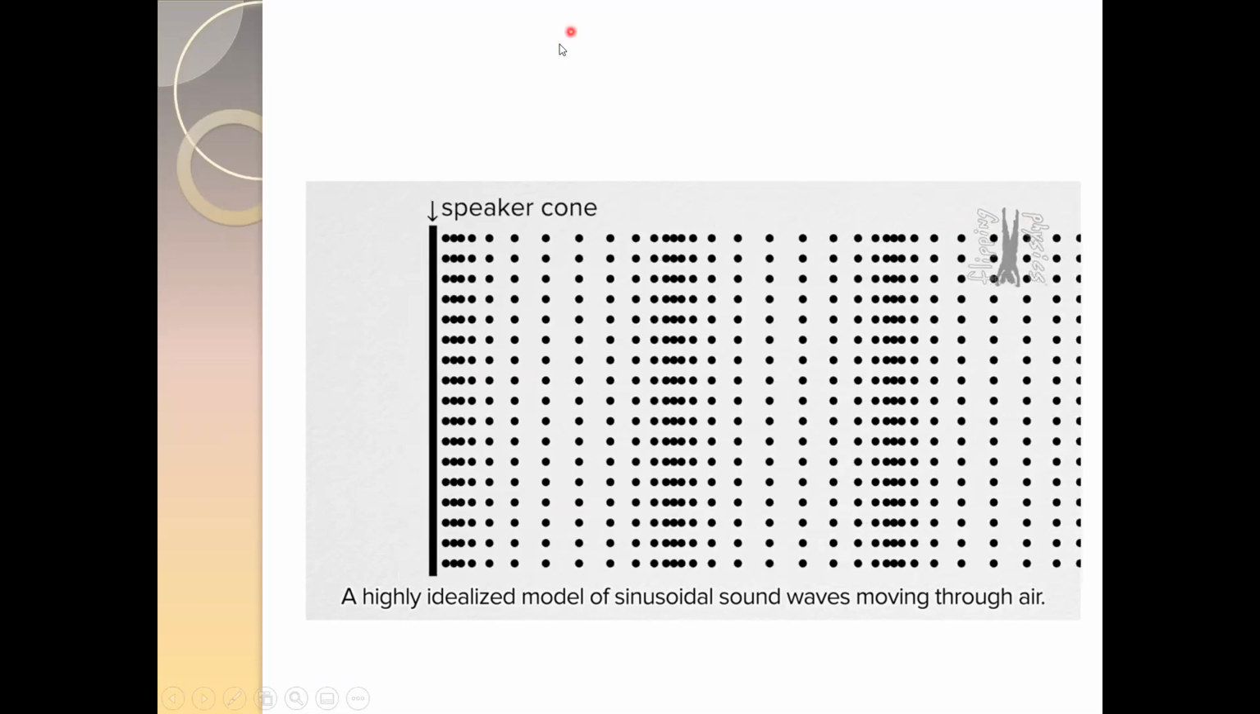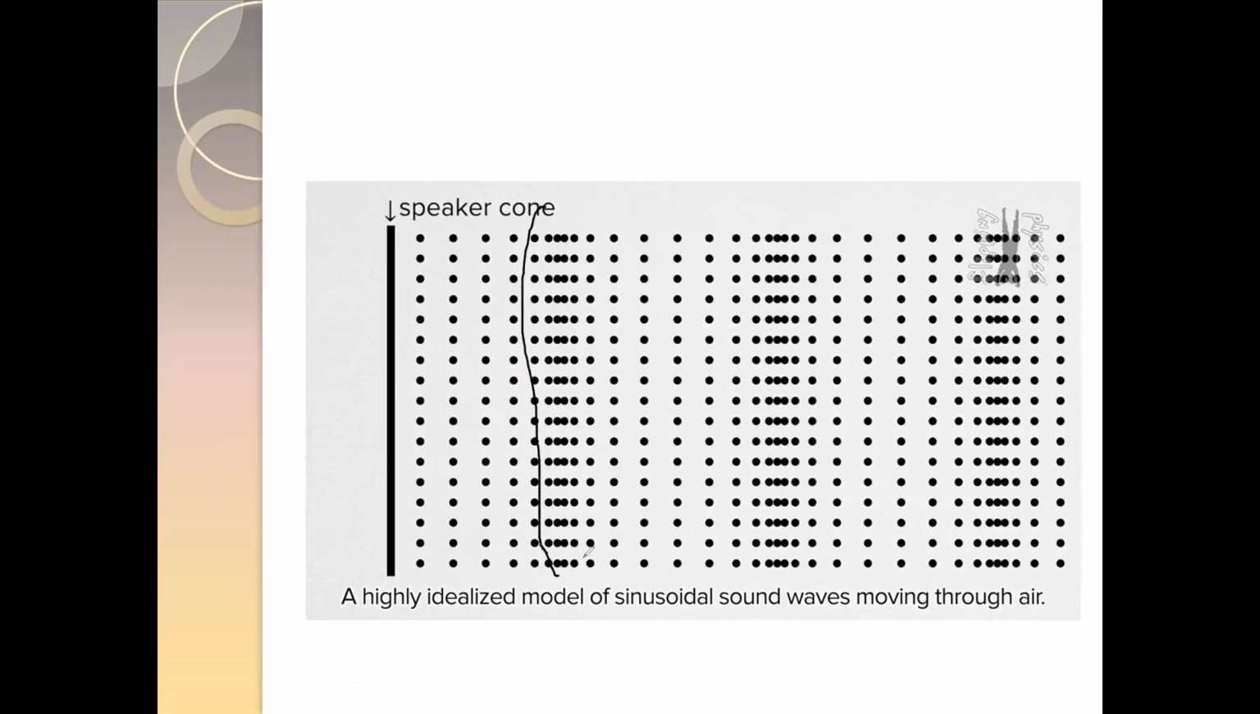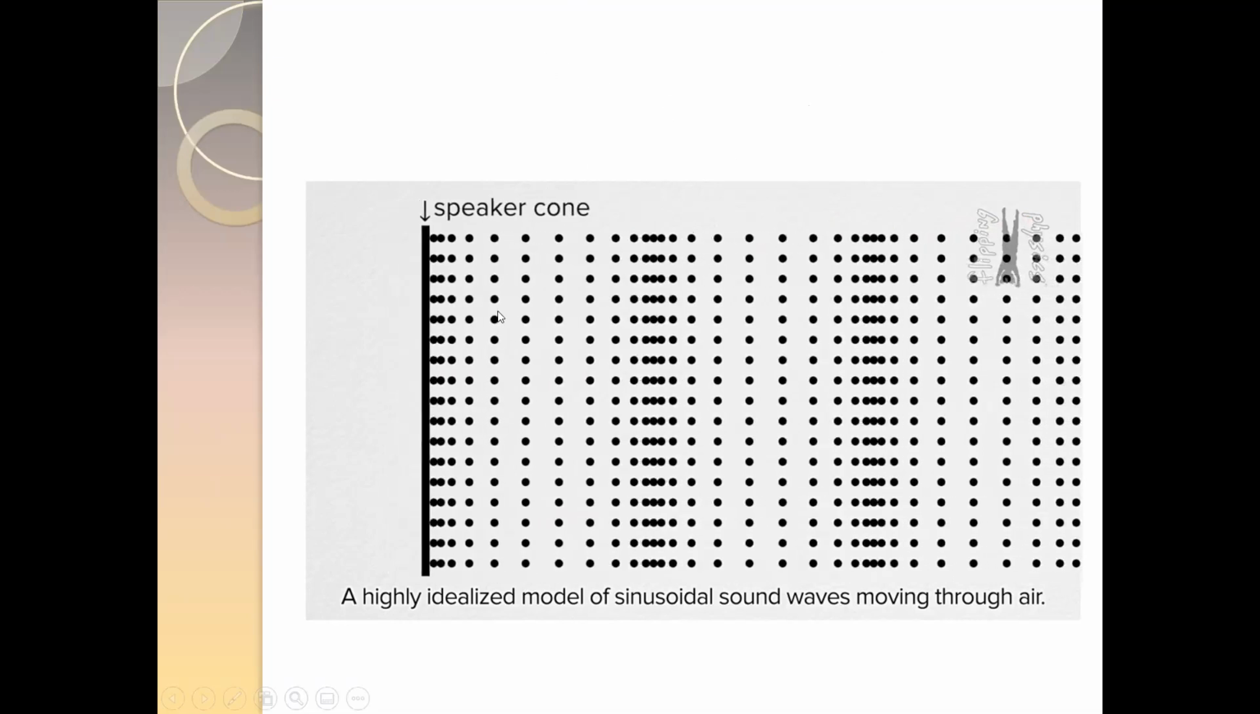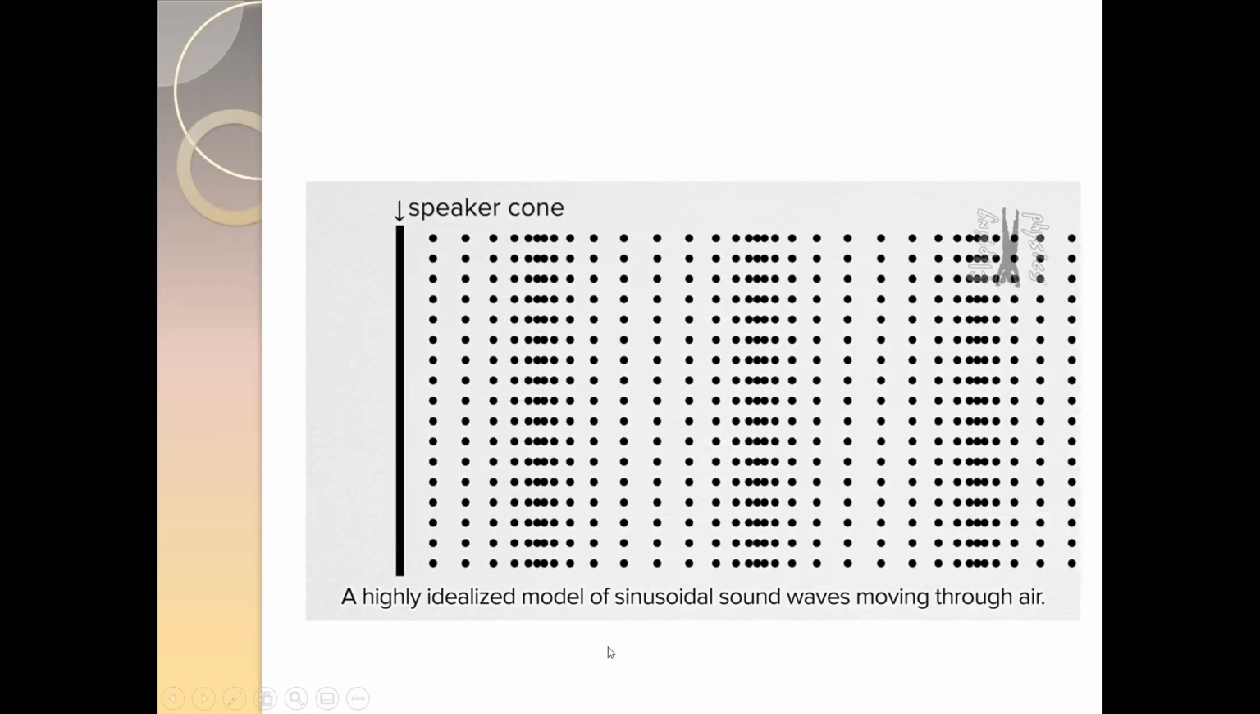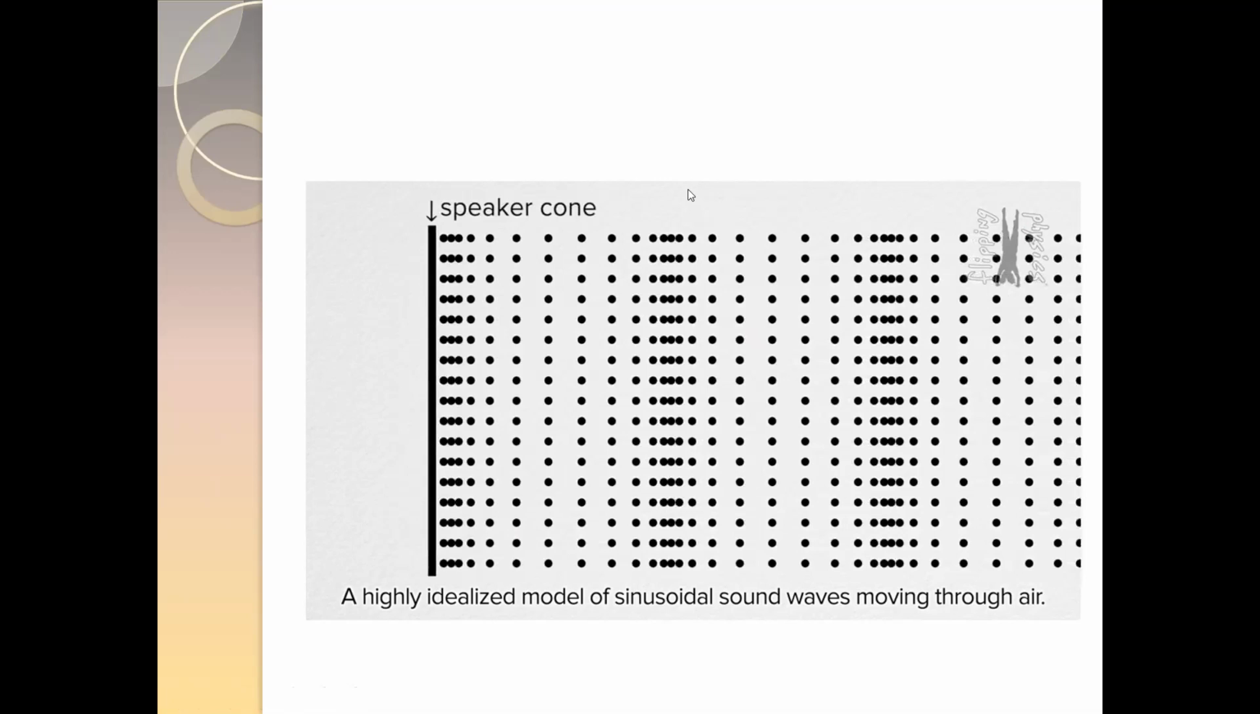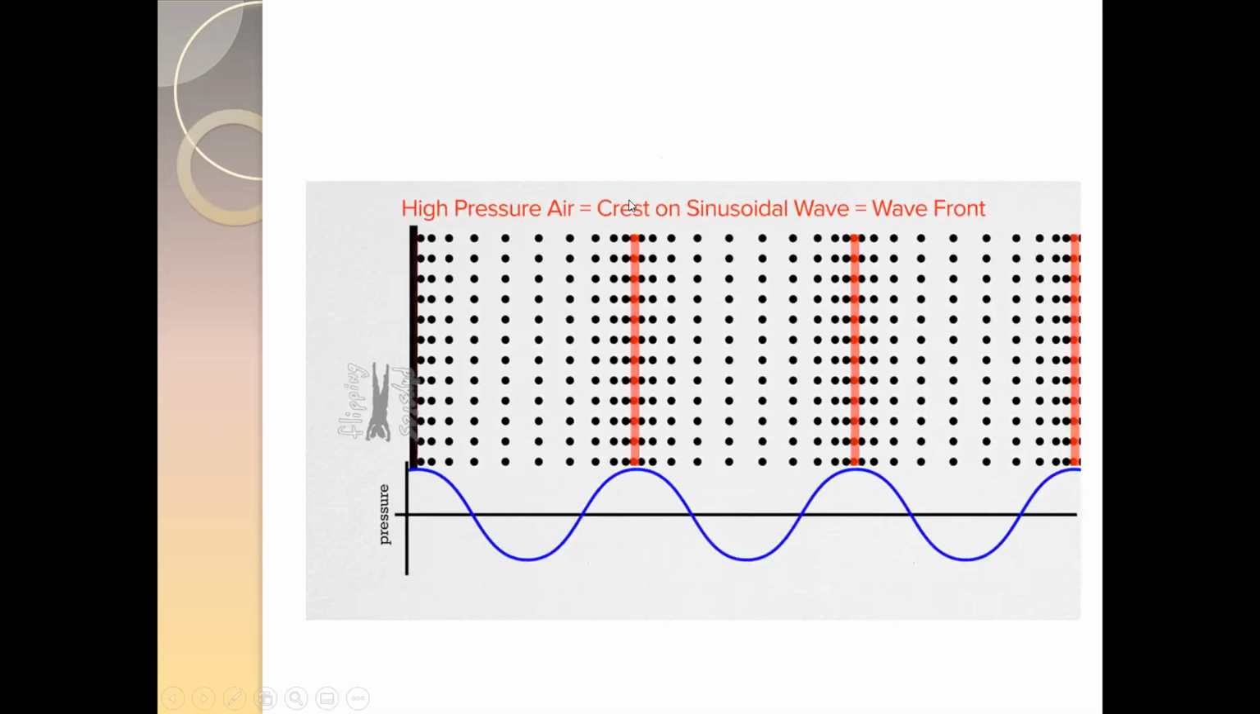The region where these particles are very close to each other, where the pressure is high, we call a compression. And the region where the particles are away from each other, we call a rarefaction. In this one, the vibration of the particle is parallel to the direction of the wave.